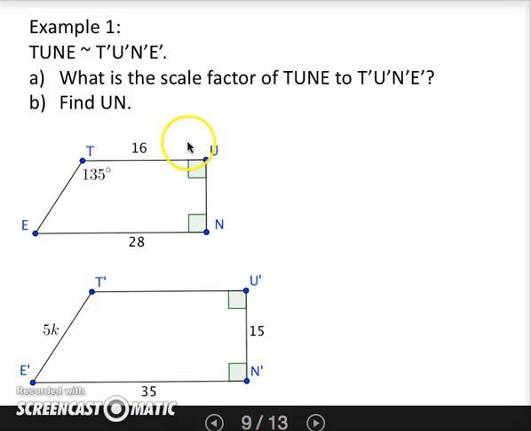Okay, so we're asked for the scale factor of TUNE to T prime, U prime, N prime, E prime. Which is small and which is big? Well, here we have small to big. Going from smaller to bigger means we want our scale factor to be greater than 1 because we're scaling it up, making it bigger.